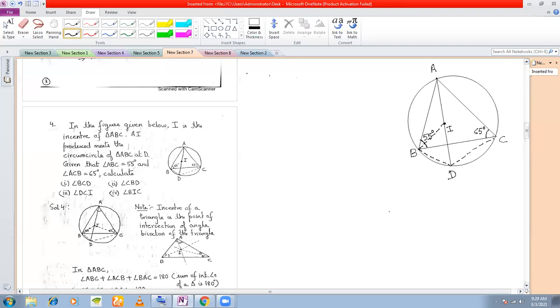Given that angle ABC is equal to 55 degree. So this angle is given to be 55 degree. ACB is 65 degree, as already marked in the figure. Calculate angle BCD. The first angle that you need to calculate is this angle BCD.